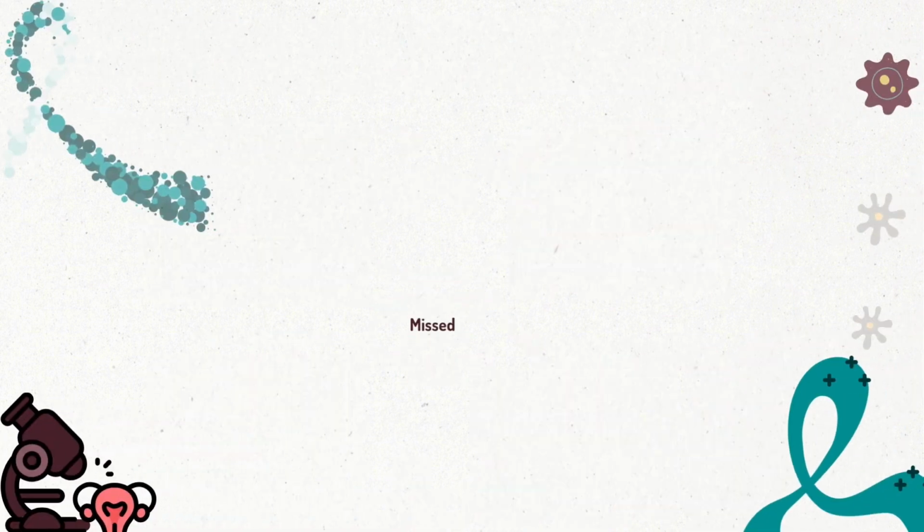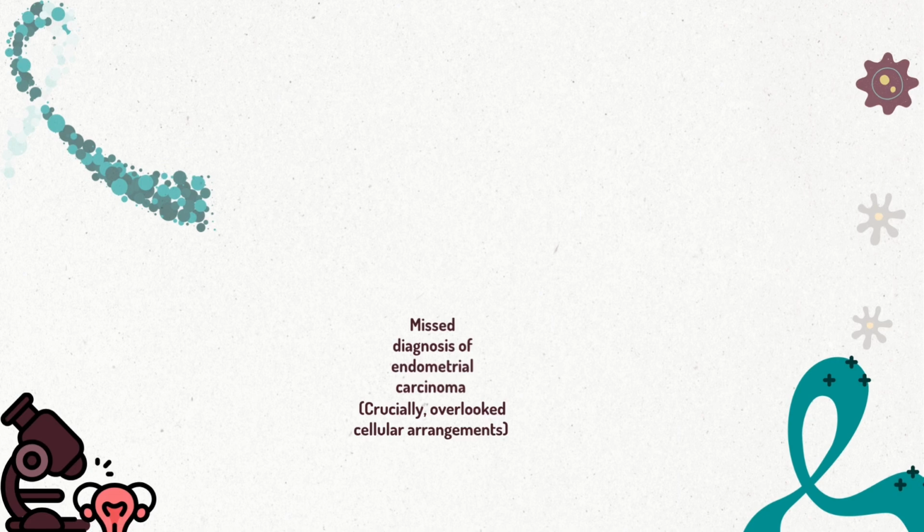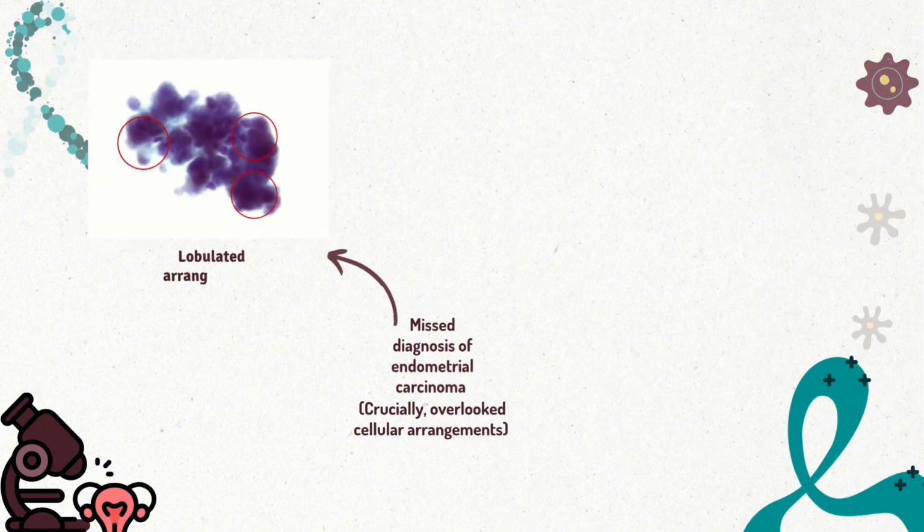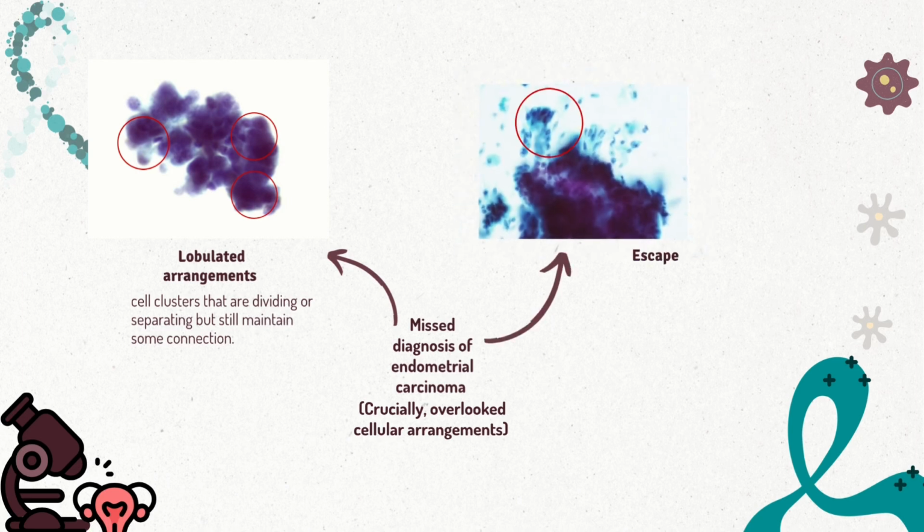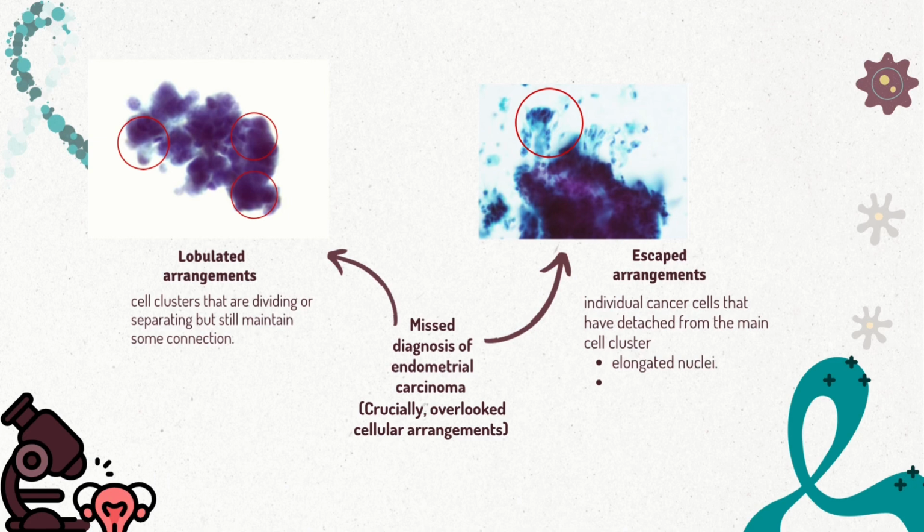The next ones are cell arrangements that are often overlooked and lead to misdiagnosis of endometrial carcinoma. The first one is lobulated arrangements. These are cell clusters that are dividing or separating but still maintain some connections. The second one is escape arrangements. These are individual cells that have detached from the main cell cluster. The characteristics are that the cells have elongated nuclei and are also scattered and isolated.